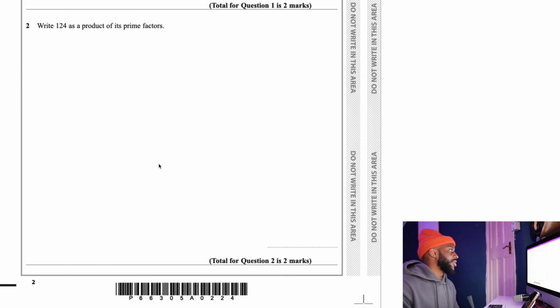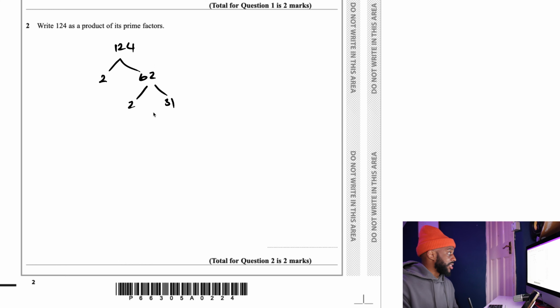So when I'm breaking these numbers down, I like to start off with the lowest prime factor possible. So we've got 124. The lowest prime is going to be 2. So 124 divided by 2 is going to give us 62. Again, I can use 2. It's going to give us 31.